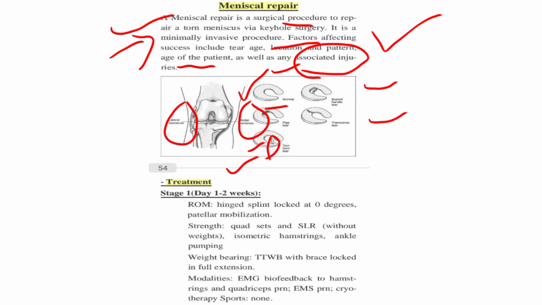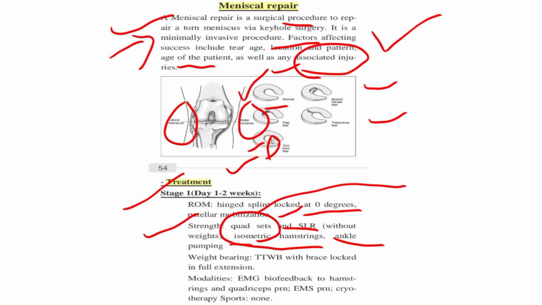day 1 to 2 weeks. In stage 1, range of motion: hinge splint locked at 0 degrees, patellar mobilization. Strength: quad sets, SLR, straight leg raise without any weight, isometrics, hamstring and ankle pumps. Isometric means the muscle length stays the same while the tension varies. Ankle pumping is for blood circulation.